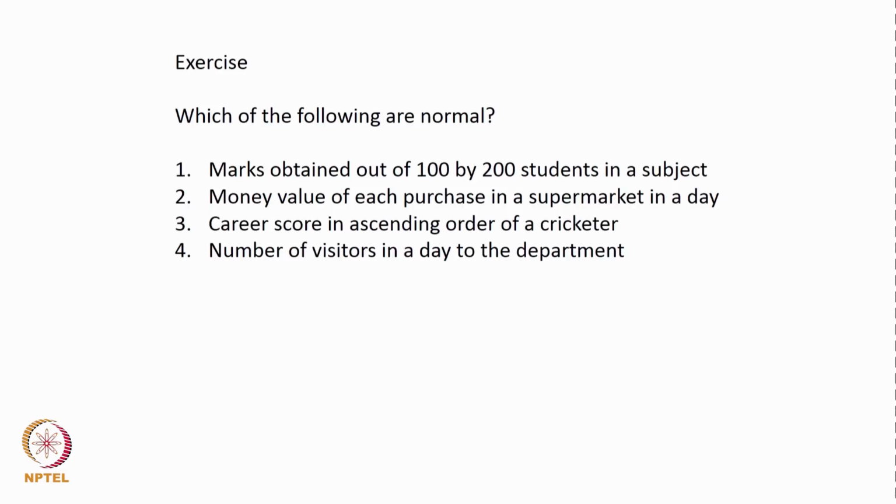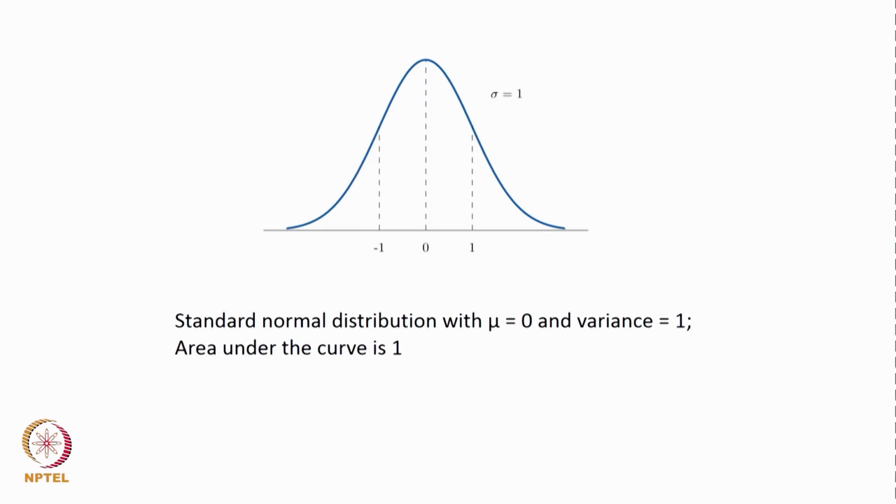Money value of each purchase in a supermarket in a day may not be close to normal. What will happen is that it will not peak at the average. We could have a few very large purchases and a large number of small purchases and so on. So, it could be a skewed distribution. A skewed distribution would not be symmetric. We have seen skewed distributions earlier in this course. It will taper to the right, and the peak will be to the left if it is right skewed, and the other way if it is left skewed.